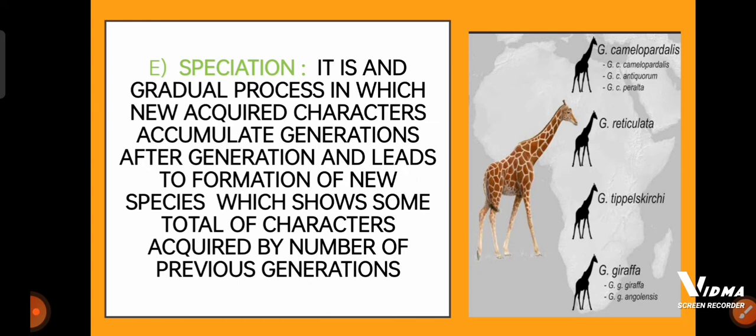ठीक है, जो न्यू स्पीशीज़ बनेगी वो क्या शो करेगी अपने अंदर, सम टोटल ऑफ कैरेक्टर्स एक्वायर्ड बाय नंबर ऑफ प्रीवियस जनरेशंस, यानी कि जो उसके एंसेस्टर्स में कैरेक्टर्स थे उसका सम टोटल मिला लें तो वो जो एग्जिस्टिंग स्पीशीज़ है, आज की स्पीशीज़ है, उसके अंदर हमें मिलेंगे सम टोटल, राइट? So this is the image of giraffe. Now this is the modern giraffe species which formed from the ancestral giraffe.